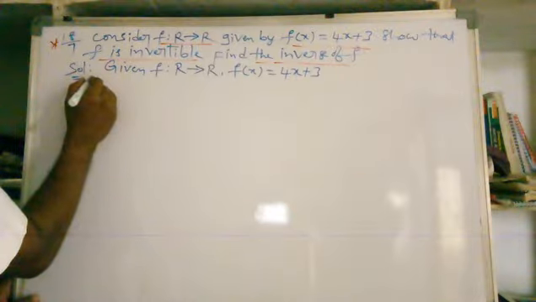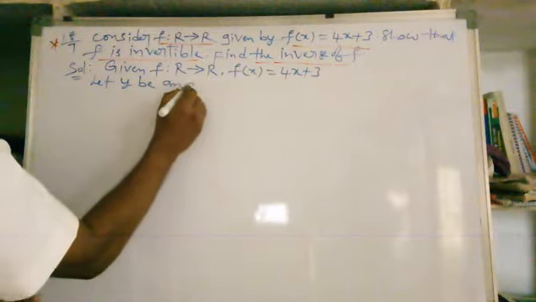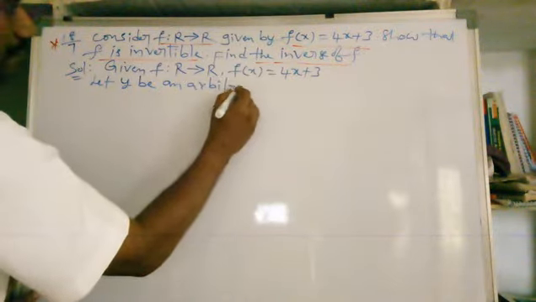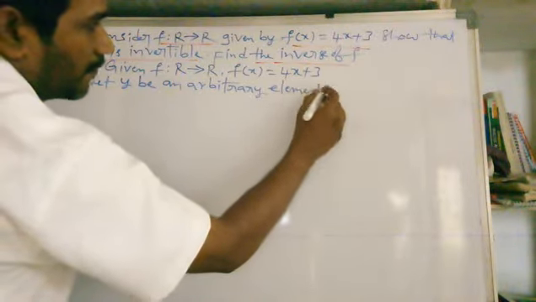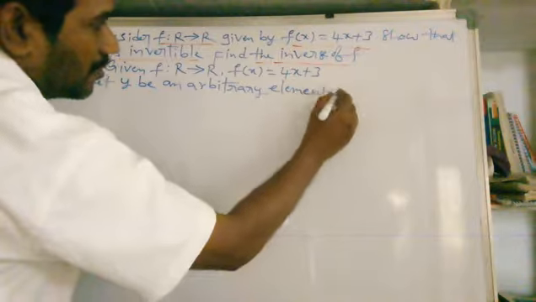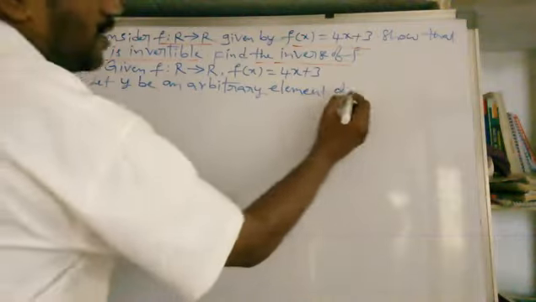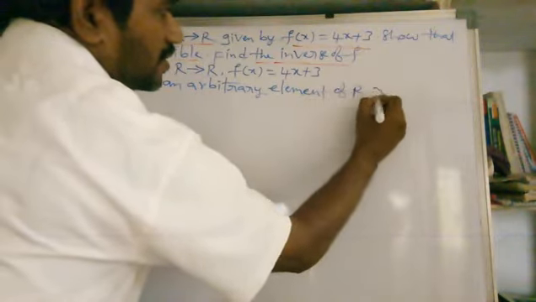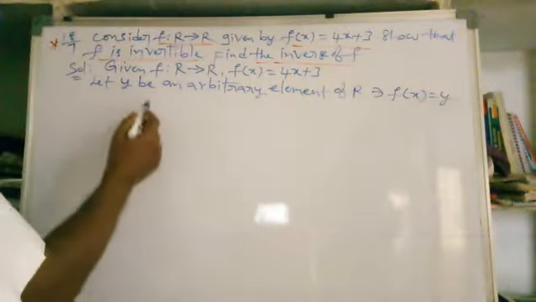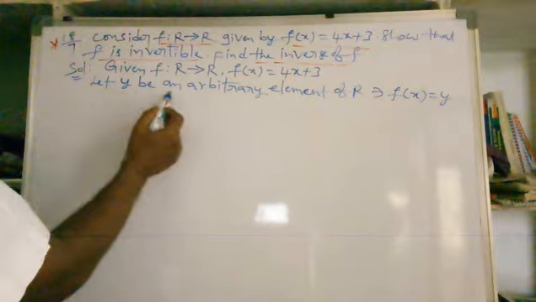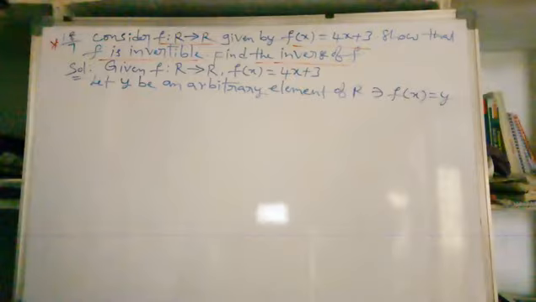Next, let y be an arbitrary element of the codomain. Here the codomain is R. Such that f of x is equal to y. This step is common in all problems. So let y be an arbitrary element of R, where R is the codomain, such that f of x is equal to y.